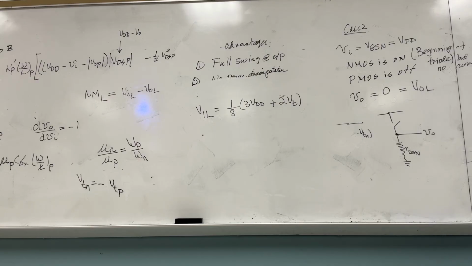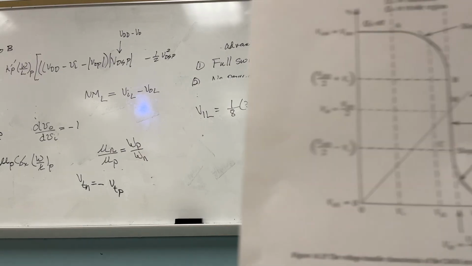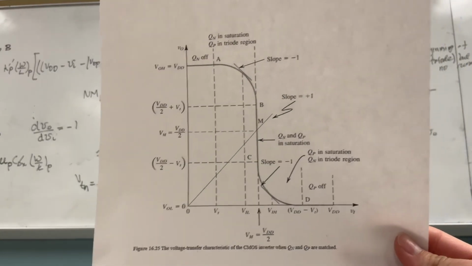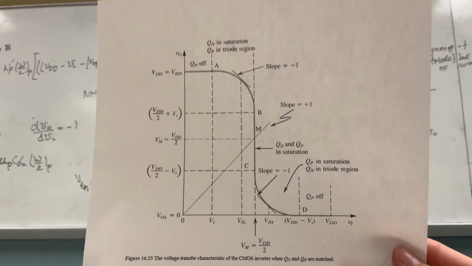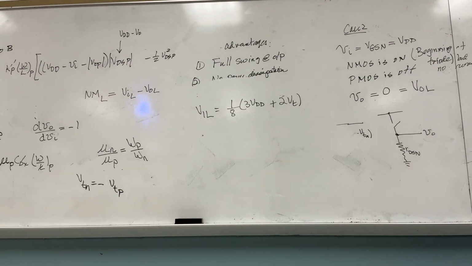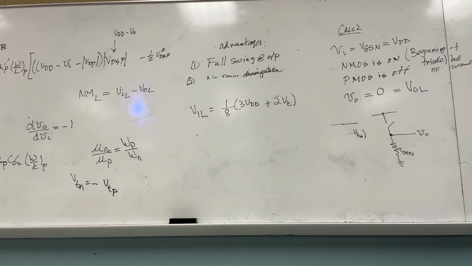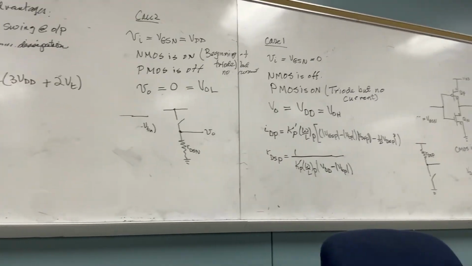One more time. Where are we? We are at point B. Clear? The NMOS is what? Saturation. What is the PMOS? Triode. What do I do next? I increase the input. Yes or no? Yes. Where? Show me where I am going to go.